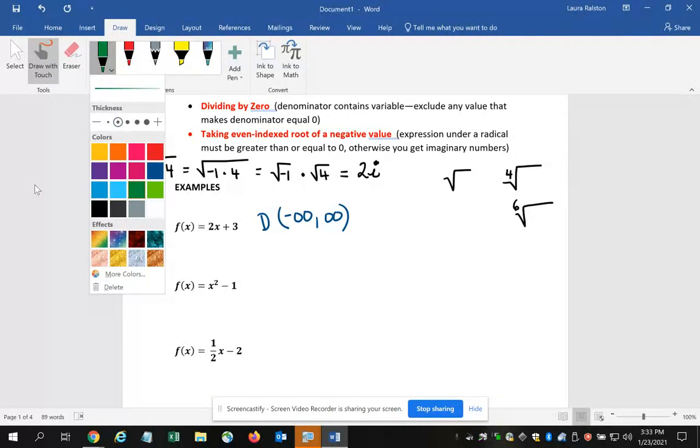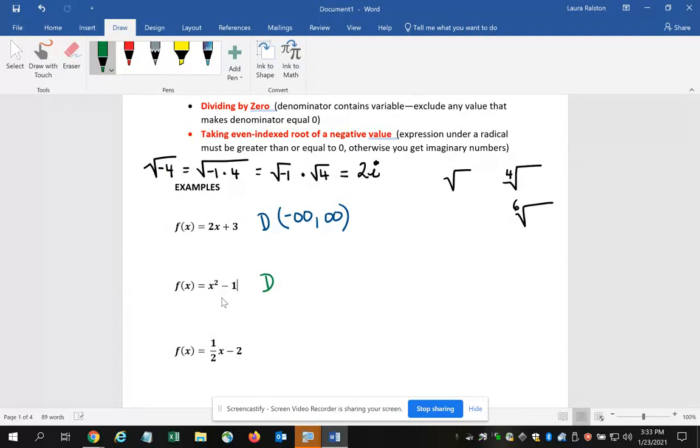Again, my initial assumption is that the domain is all real numbers, negative infinity to positive infinity. Looking at this function, it does not contain a radical, nor does it have a fraction. It doesn't have a fractional exponent, so I don't have a numerator and a denominator. So by default, my domain is going to be negative infinity to positive infinity, or all real numbers.